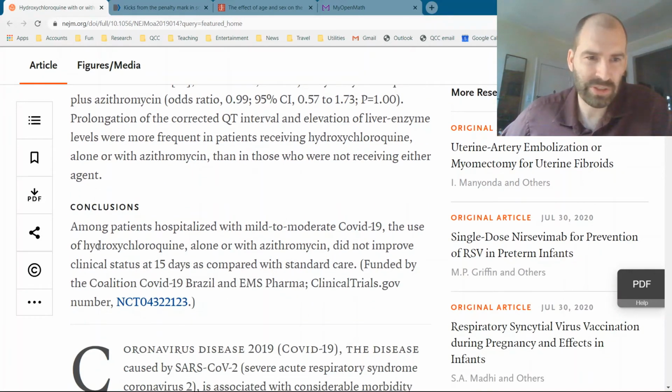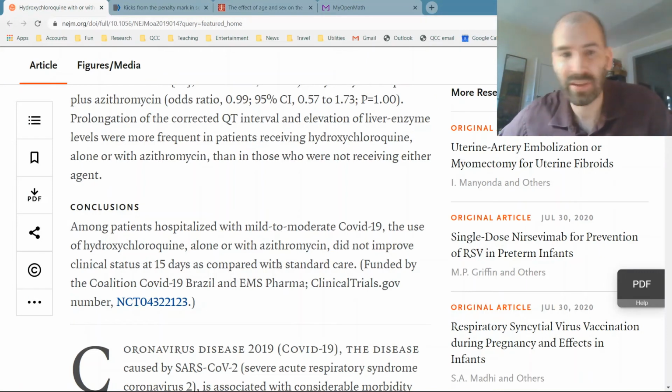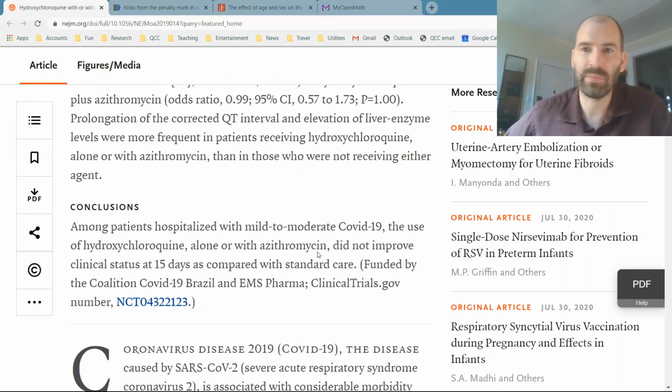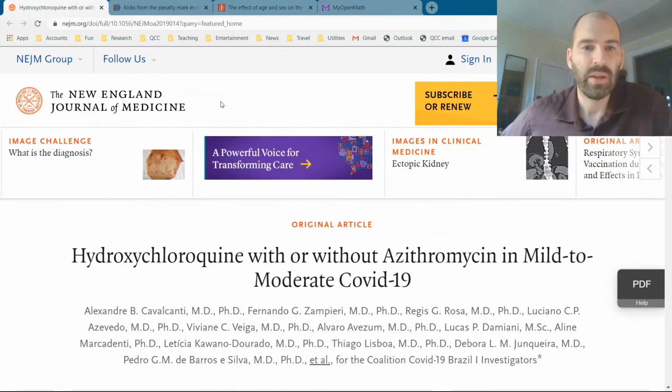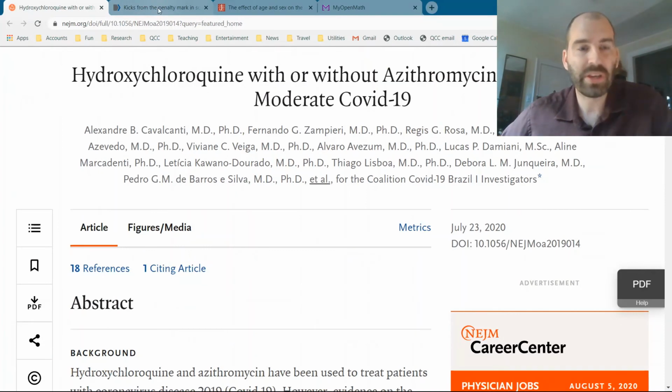The use of hydroxychloroquine, according to this study, with or without the azithromycin, did not improve the clinical status compared to standard care. So the conclusion of this study, and what a lot of researchers have been saying, is that the hydroxychloroquine is not effective for COVID-19, despite what many people are touting online these days. Okay, so let's look at another study.